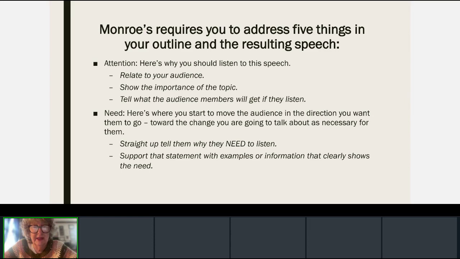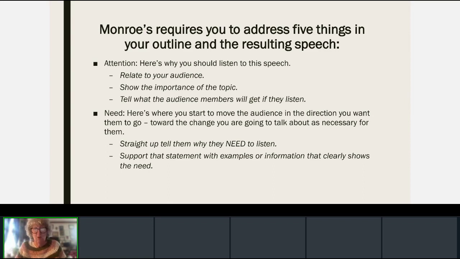Okay, then I move into the need. What's the need for this change? Okay, now in a case of something like smoking, you might be able to see it without me pointing it out to you too well. But what you're trying to do is move your audience towards that change.